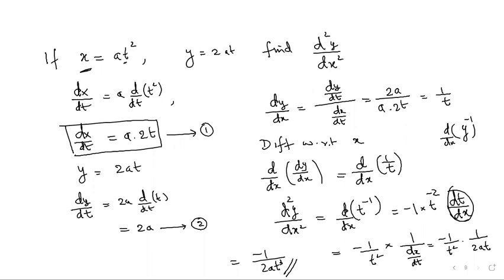Have you followed this? Yes, sir. What did I teach you in this? How to find the second order derivative of a parametric function. You want your answer to be in t only. That's why we have to use this method. So we have not applied the eliminating method.